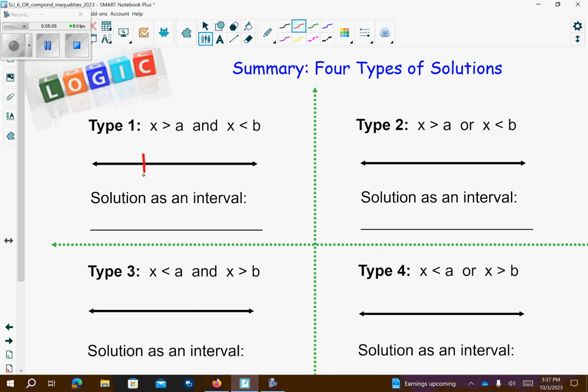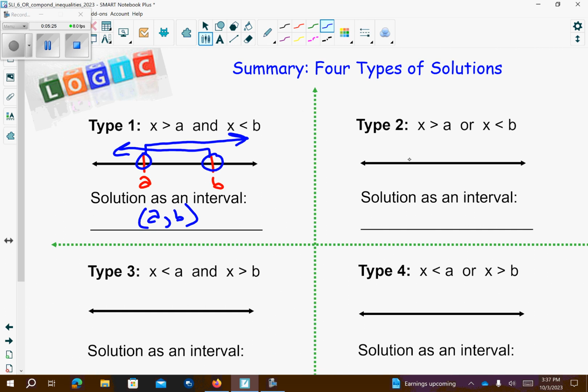All right, so we're going to use A and B as numbers. They're variables. So if I have an open dot going this way, and I have an open dot going this way, my solution to this is going to be from A to B, where A and B represent two numbers. It's going to be parentheses on each because they're both open dots.